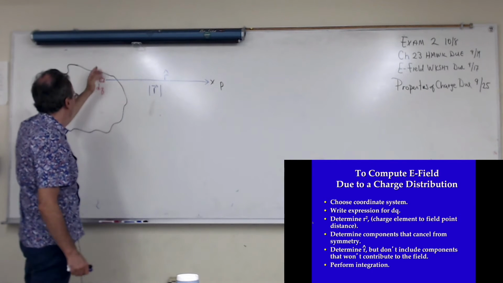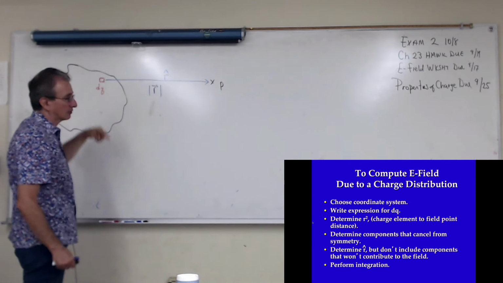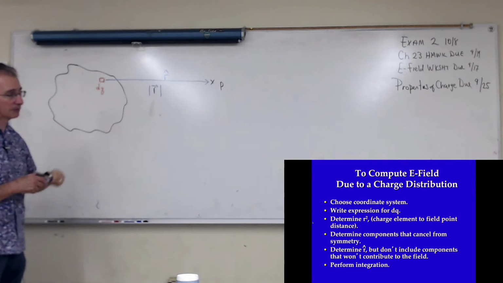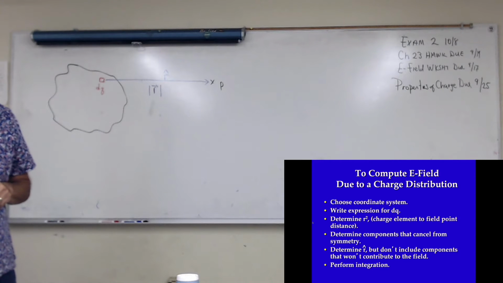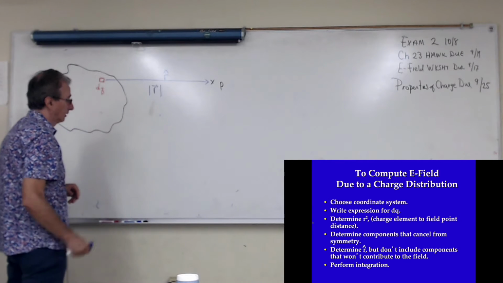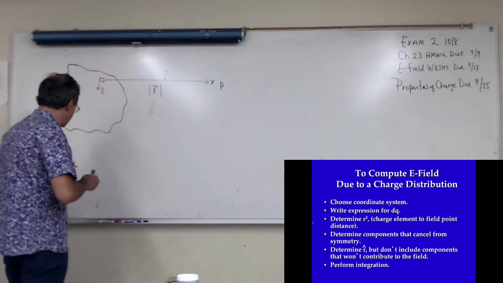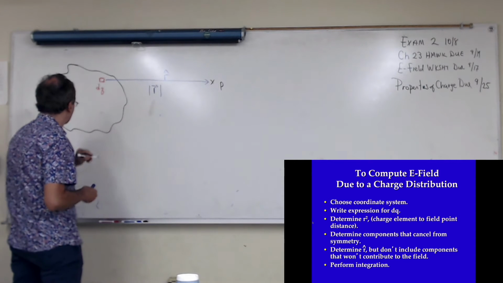And so you can kind of make this your origin, or you can make this your origin, but for that particular object. Are we okay with that? Okay, and then we say, well, let's write down the expression for dE, the electric field due to that little dq.